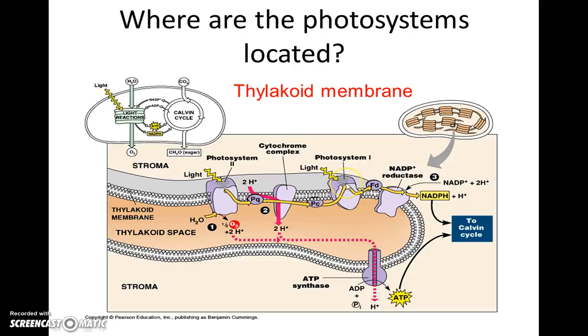That's where the light's going to be taken in. That light energy is going to be used to power this electron transport chain, which is going to give us those two things we need from the light cycle, ATP and NADPH. ATP and NADPH, that's the two main things that come out of the light cycle that are going to be used to power the Calvin cycle.